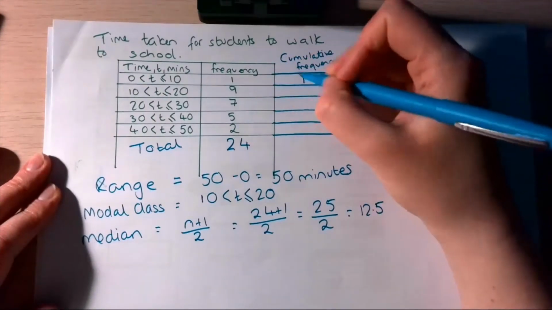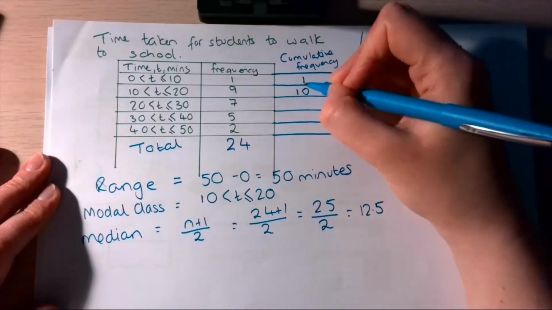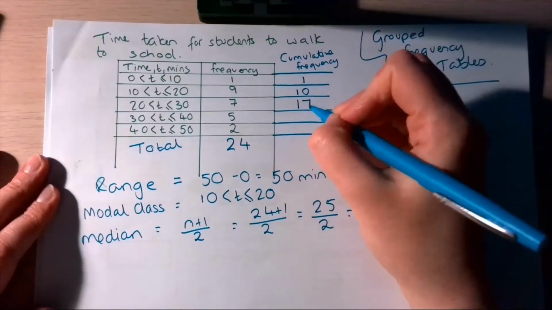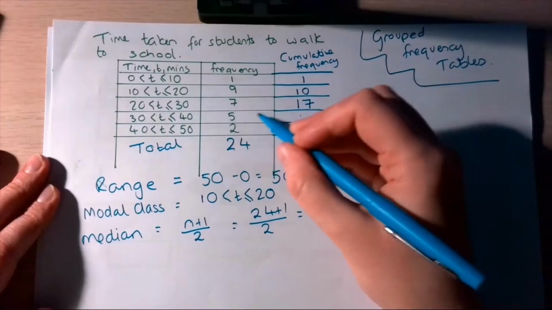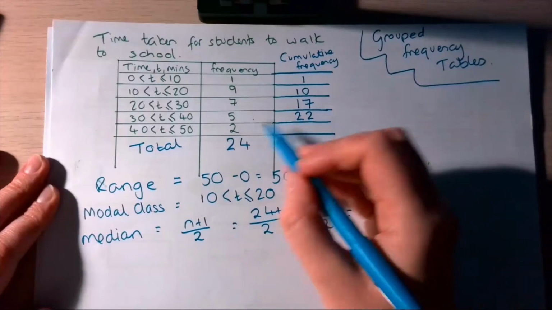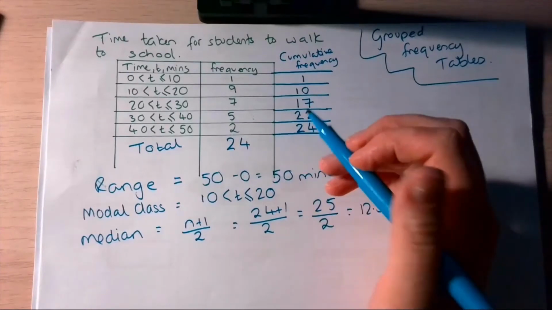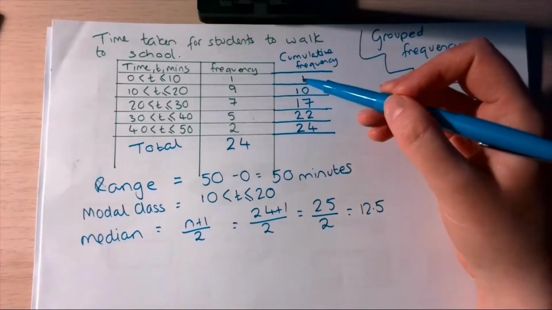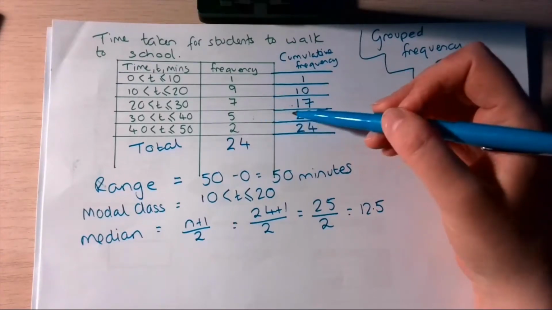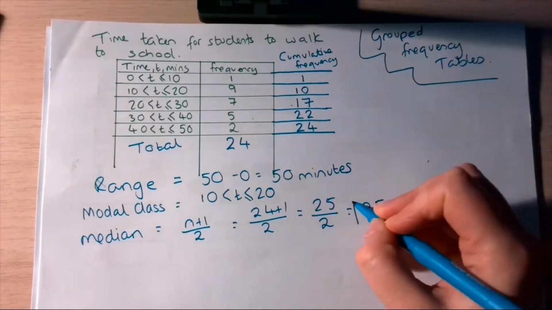Here the total is 1. Here we've got 1 add 9, so our total is now 10. Here we've got the 10 and we've got 7 more, so a total of 17. Here we've got 17 plus this 5, which is 22, and 22 plus this 2, which is 24. And that's our total. Perhaps pause and take a minute to see what I've done there, but we've done 1, which is the first one, and each time we've added the next one to it. And that's our cumulative frequency.